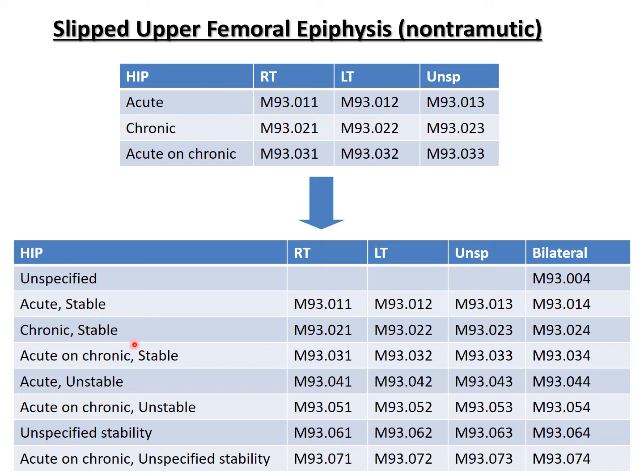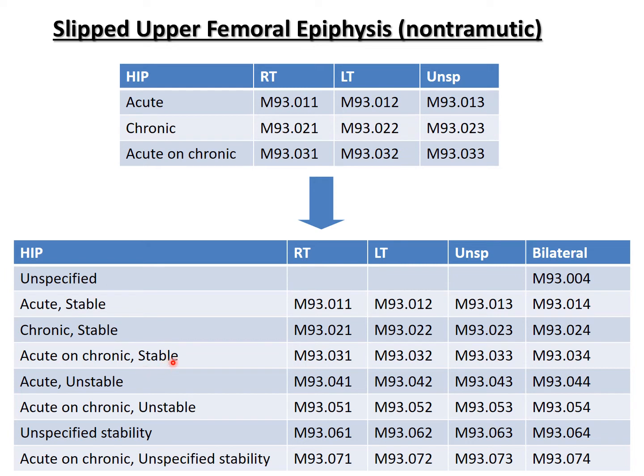Coming to the codes. For unspecified bilateral, the new code has been added, that is M93.004. For acute stable, the code is right hip M93.011. For left hip M93.012, for unspecified hip M93.013, and bilateral hip M93.014. For chronic stable, right hip, the code is M93.021, left hip M93.022, unspecified hip M93.023, and bilateral hip M93.024.